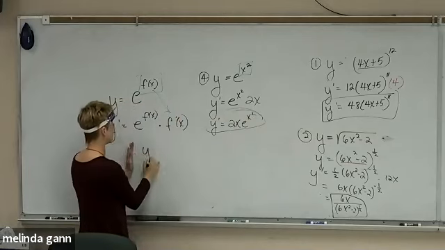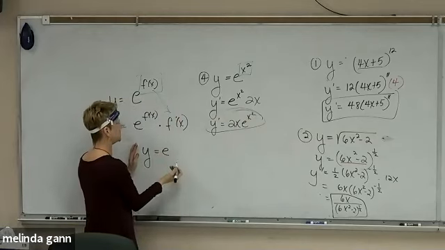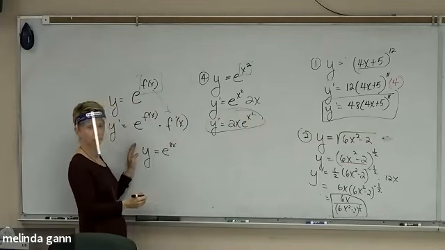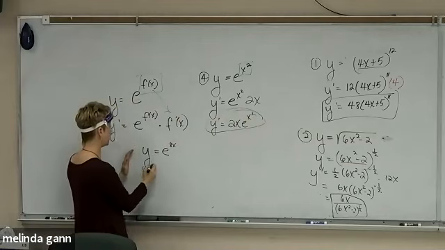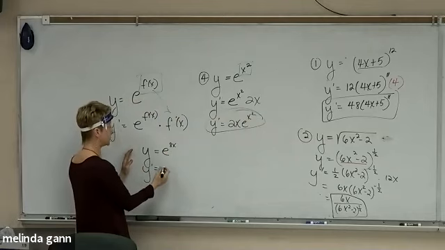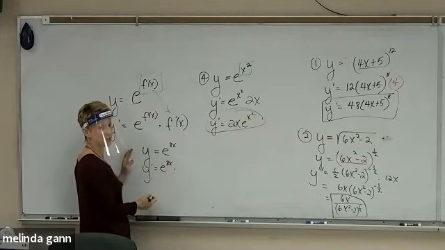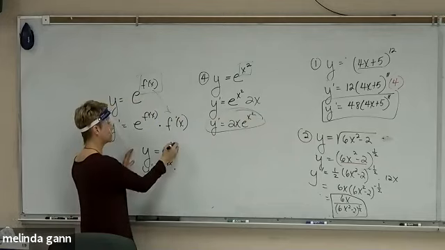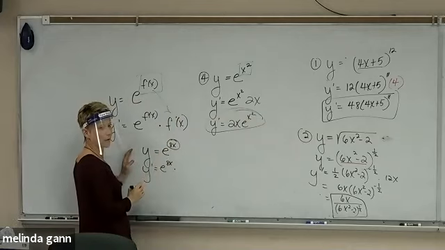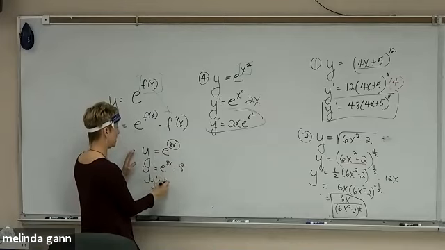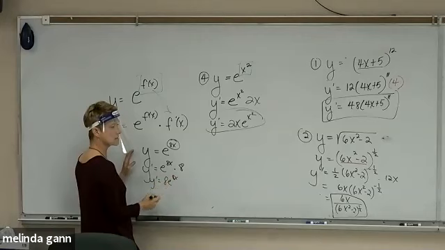So what if your function was y equals e to the 8x? What would the derivative be without using the chain rule? What would I do? Put down what? e to the 8x first. Now, what's the one extra step you've got to do? The derivative of the power. What's the derivative of 8x? 8. So I'd have 8e to the 8x.